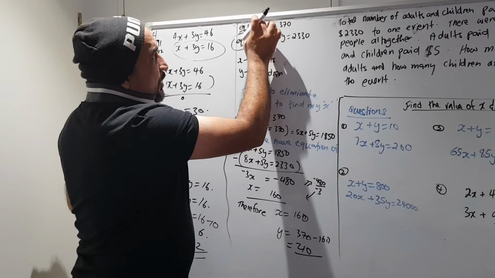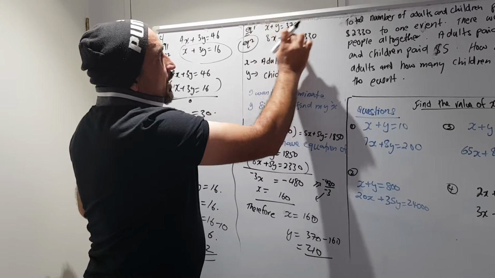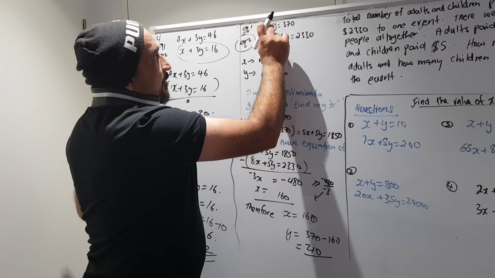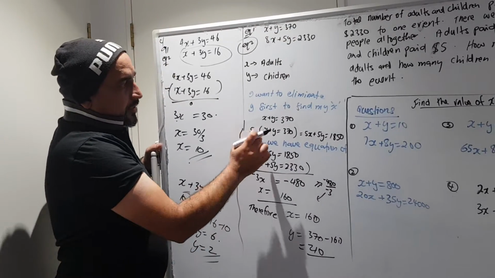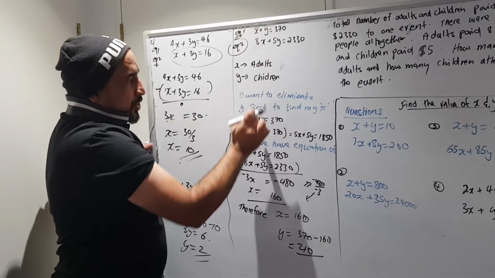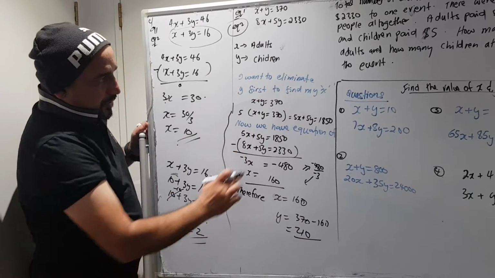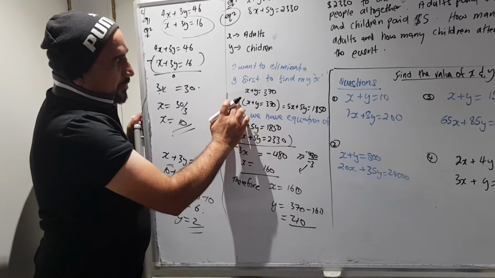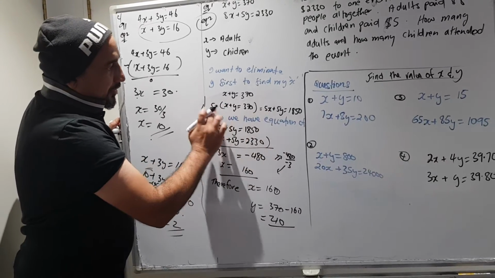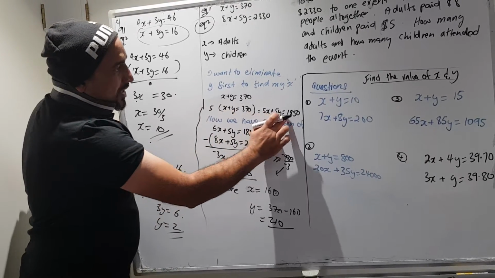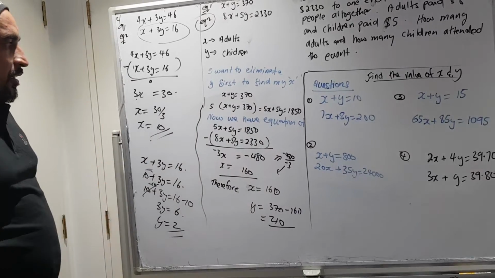I have to multiply the whole of the first equation by 5. Why? If this is 5, then 5y minus 5y will give me 0. So that's the reason why I'm multiplying my first equation with 5. So it's 5 times x, 5x, 5 times y, 5y, and 5 times 370 is 1850.